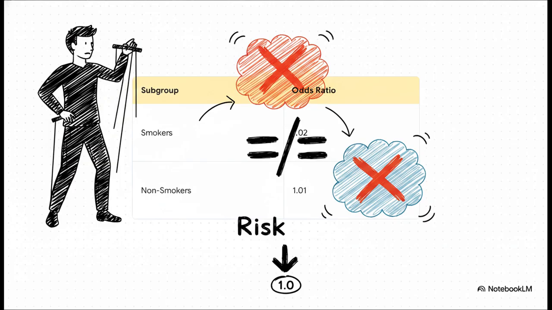The exact second we separate the groups, the association completely vanishes. Among just the smokers, the odds ratio drops to 1.02. Among just the non-smokers, it drops to 1.01. Both are trending right to the null value of 1.0. The risk completely evaporated across all strata. What does that prove? Pure confounding. Smoking was the puppet master all along.